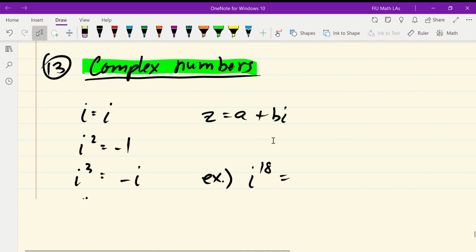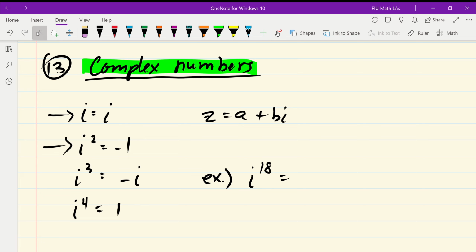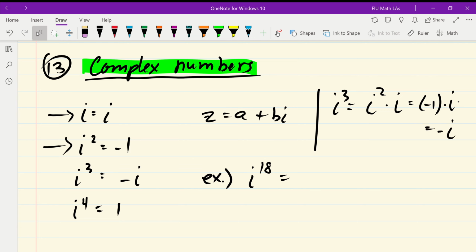Last but not least, complex numbers. So complex numbers, remember, they're sometimes called imaginary numbers, and the first thing is i to the first equals i, all right? That's this. i squared happens to equal negative 1. i cubed, how do we get i cubed? Well, i cubed is just, if you remember exponents now, i squared times i, and i squared is negative 1 times i, so this turns out to be negative i. So that's why I get i cubed is negative i.